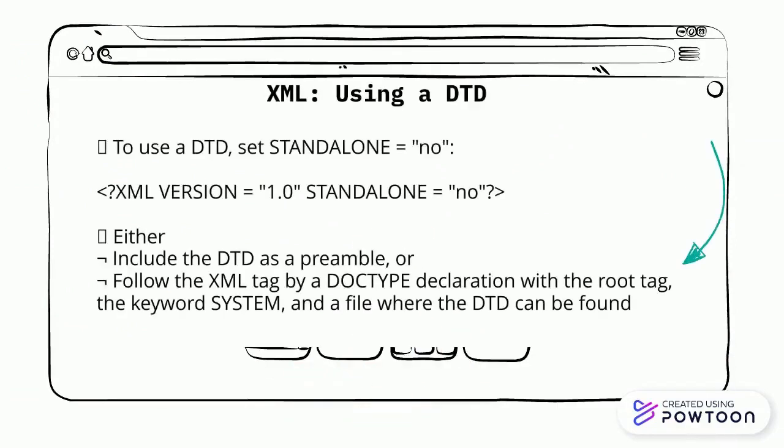XML, using a DTD. To use a DTD, set standalone equals no, XML version equals 1.0. Include the DTD as a preamble, or follow the XML tag by a DOCTYPE declaration with the root tag, the keyword SYSTEM, and a file where the DTD can be found.